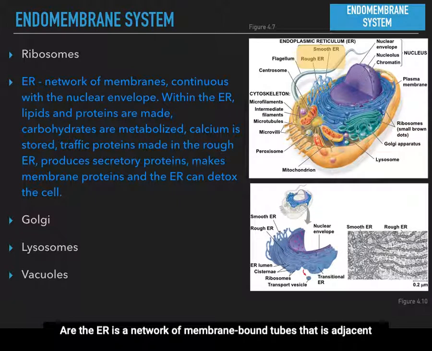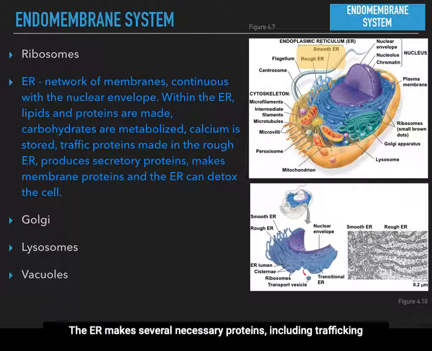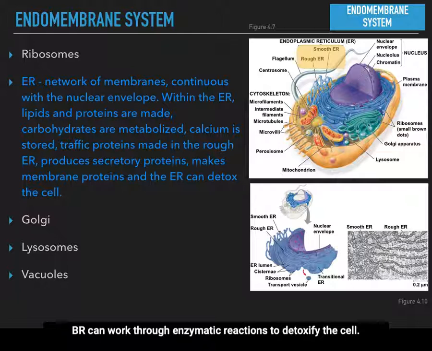The ER is a network of membrane-bound tubes that is adjacent to the nucleus. Proteins are made in the ribosomes found on the rough ER, and within the ER, lipids are made. Additionally, within the ER, carbohydrates are metabolized and calcium is stored. The ER makes several necessary proteins, including trafficking proteins, secretory proteins, and membrane proteins. The ER can work through enzymatic reactions to detoxify the cell.